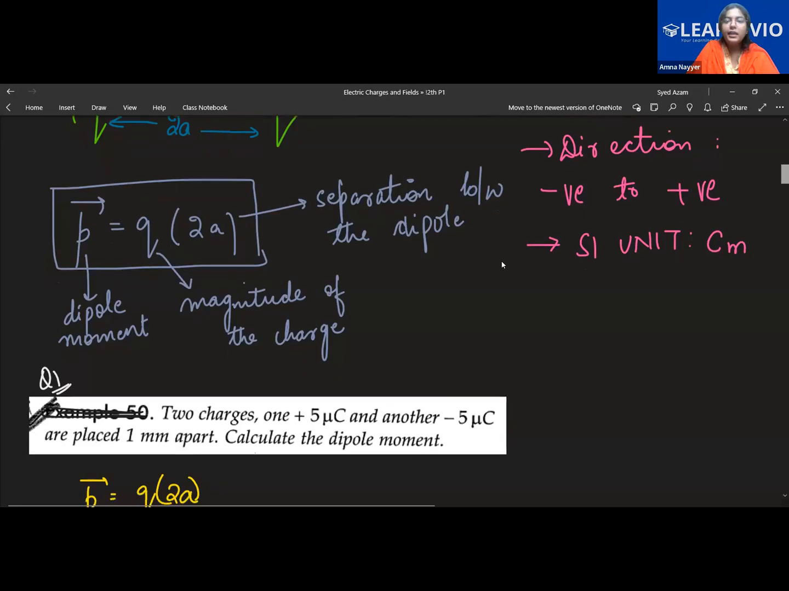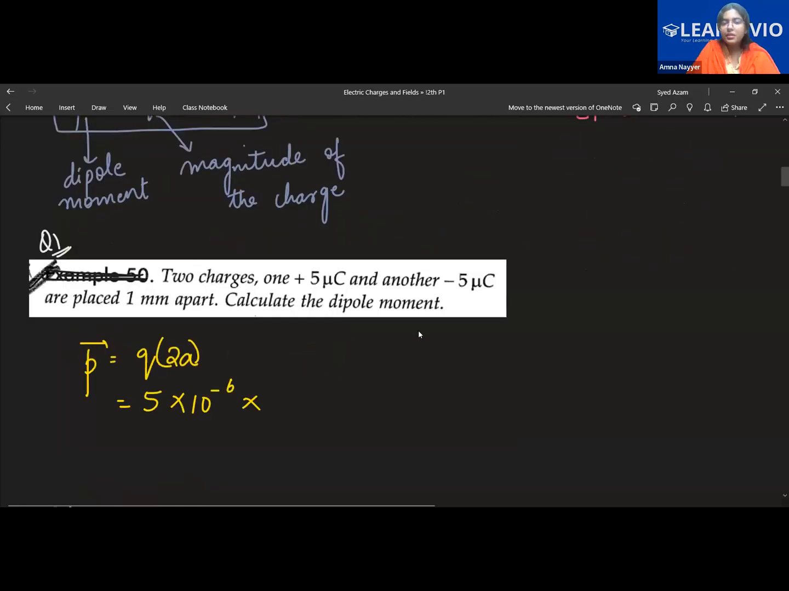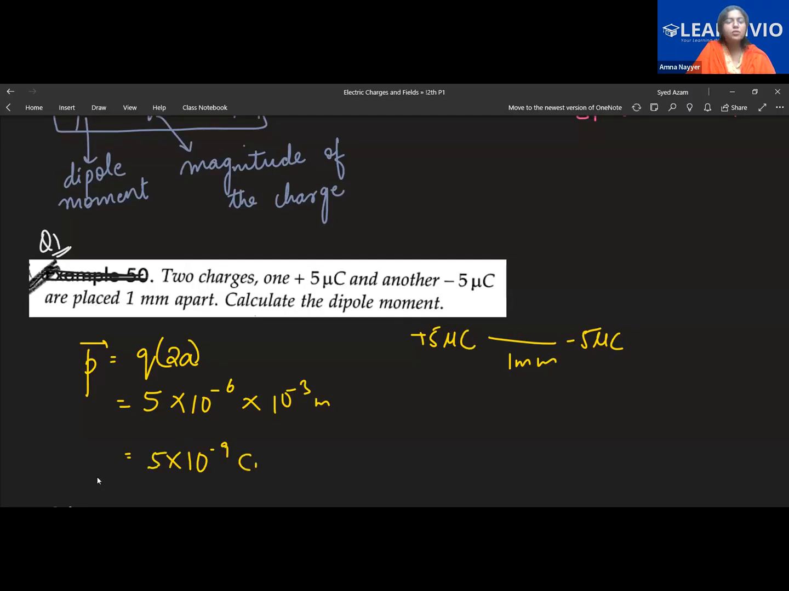It won't be 10 into 10 to the power minus 9, because plus 5 microcoulomb and minus 5 microcoulomb are separated by 1 millimeter. So your separation will be 2A only. 2A is the separation. You don't have to double it. That's what I was telling you. This will be 10 to the power minus 3 meters. And the final answer will then be 5 into 10 to the power minus 9. Right now, no unit is mentioned, so let's write this as coulomb meter. Now I hope it's clear to all of you what is the usage of this 2A. It's not to double it. Okay, quickly write it. One more question we will see.